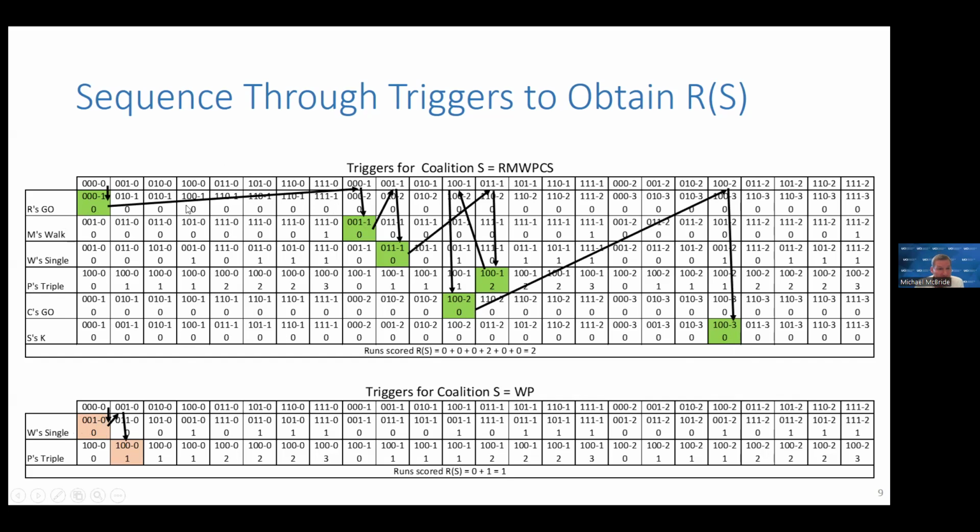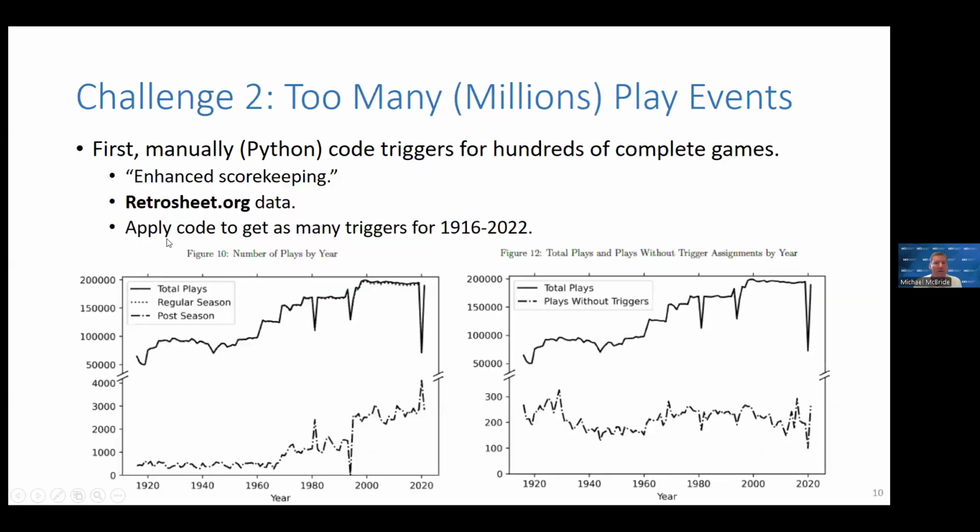But I've just got to figure out what all these triggers are. Conceptually, now I know how I want to do it, but now I've got to figure out how do I get this actual data? So the next step is another challenge, because we have over 100 years of baseball games and there are millions of play events. And so this is too much for me to do by hand.